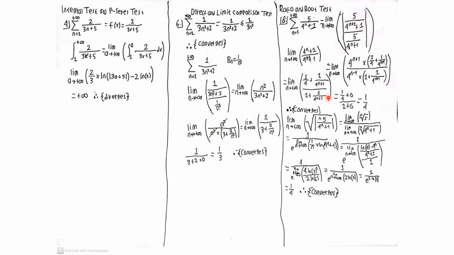So the equation will result in (1 over 4 plus 0) over (1 plus 0), so it will be 1 over 4. Since the limit exists, it converges. That's okay.